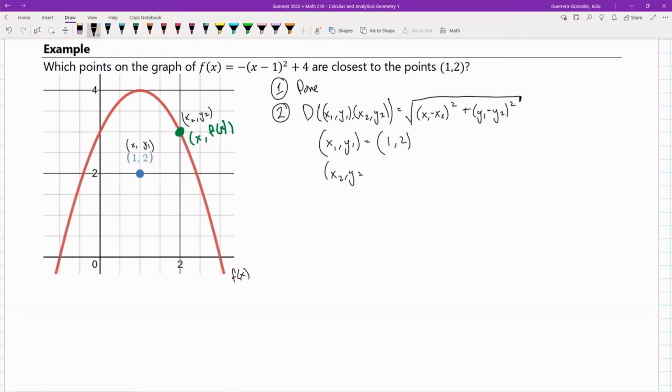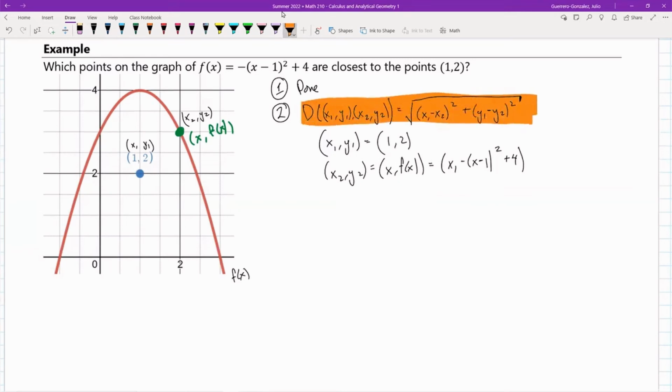x2, comma, y2. This is the point that's on the graph. So this is going to be an x, comma, f of x, which then turns into x, comma, I know what the function is, minus x minus 1 squared plus 4. Now I can use this in here because I have x1s, y1s, x2s, and y2s in here.